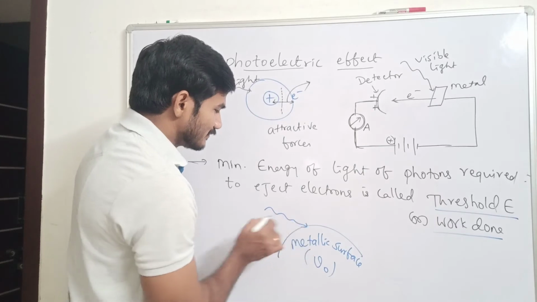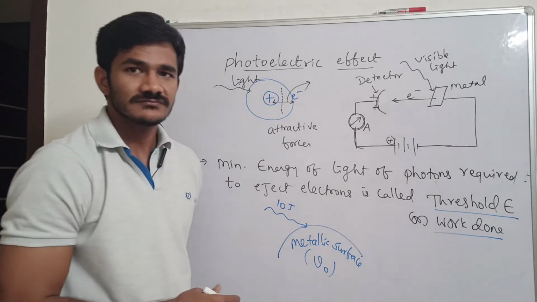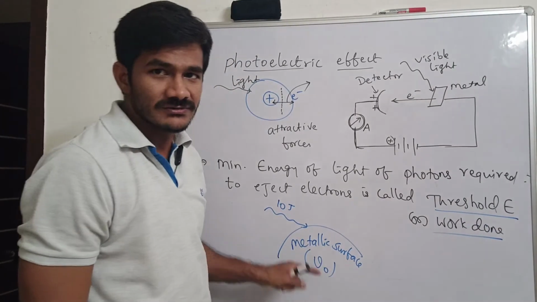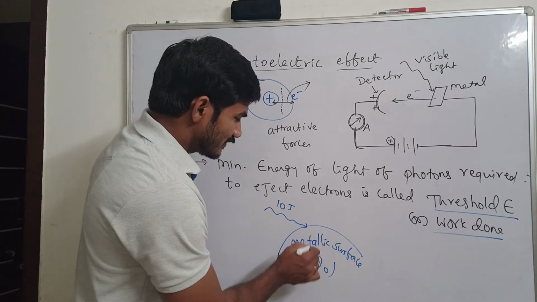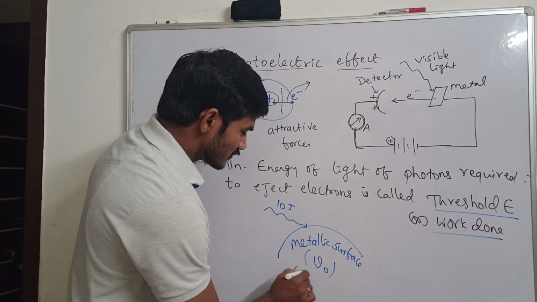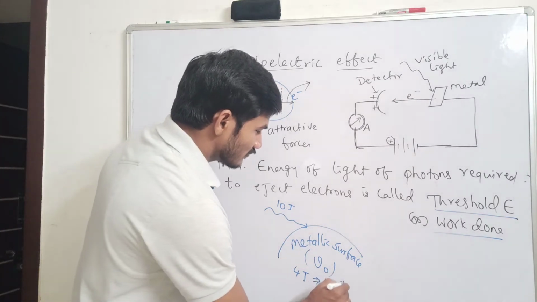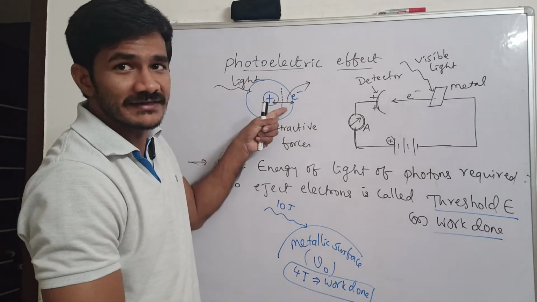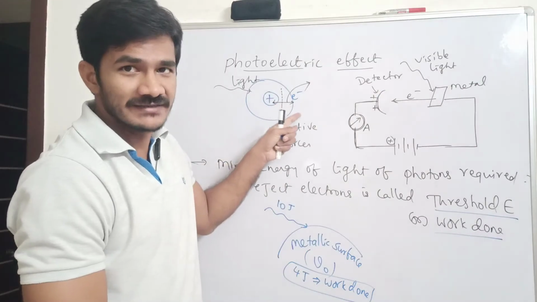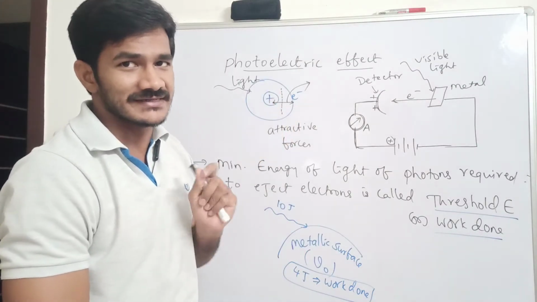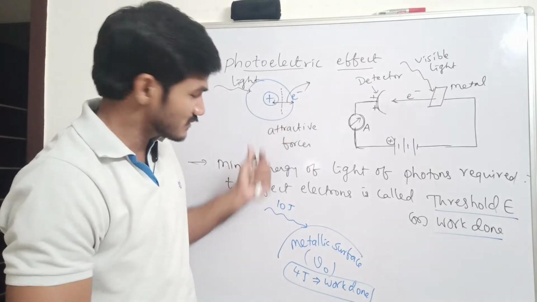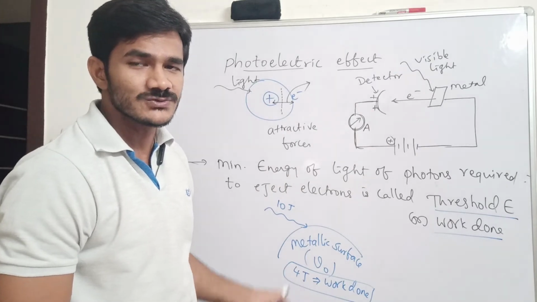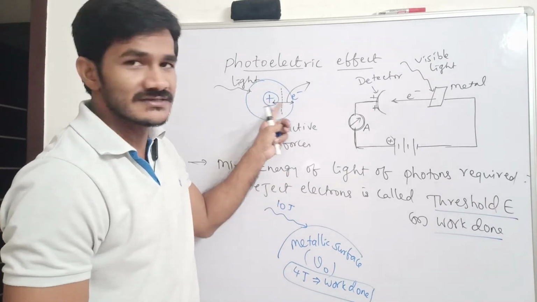If I supply 10 joules of energy, 4 joules are utilized to do some work. Why does it have to do some work here? Because it has to break the attractive forces. First it has to break the attractive forces, and only then are electrons ejected. To break the attractive forces, out of 10 joules, let us assume 4 joules of energy is utilized to break the attractive forces between nucleus and electron.